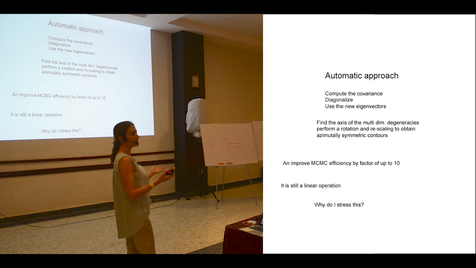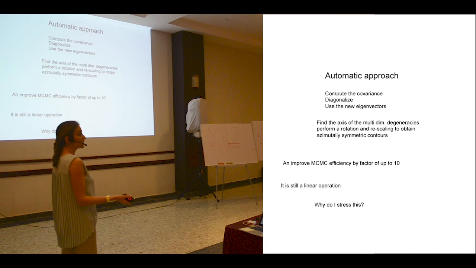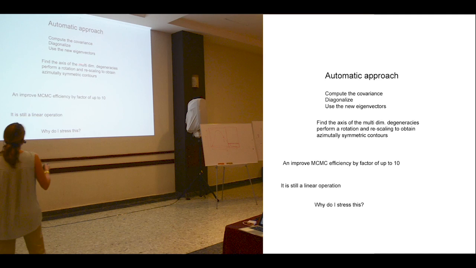But you can do a matrix operation, like a rotation, to diagonalize it, and then use the new eigenvectors as the parameters you want to step on. So find the axes of this multidimensional ellipse, perform a rotation, and if you want, also a rescaling, to obtain azimuthally symmetric contours, and then go on. This improves the efficiency by factors of 10 again. Efficiency means how fast you get the convergence.